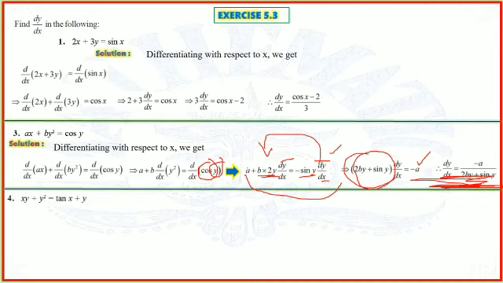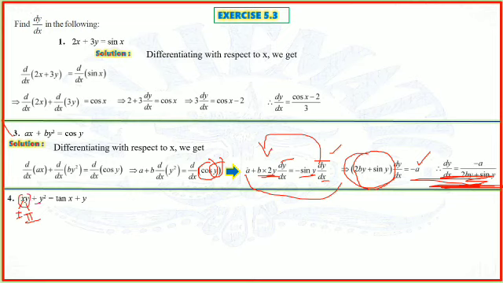Then next, question number 4 is xy plus y square equals tan x plus y. Now look here, x is a variable, y is also a variable. So the interesting part of this question is that this is a product of variables, so this is the first function and second function. You have to use the product rule of derivative in this term xy.